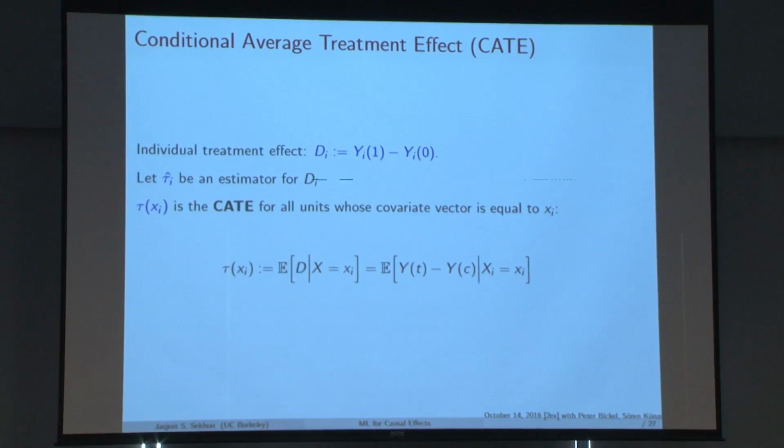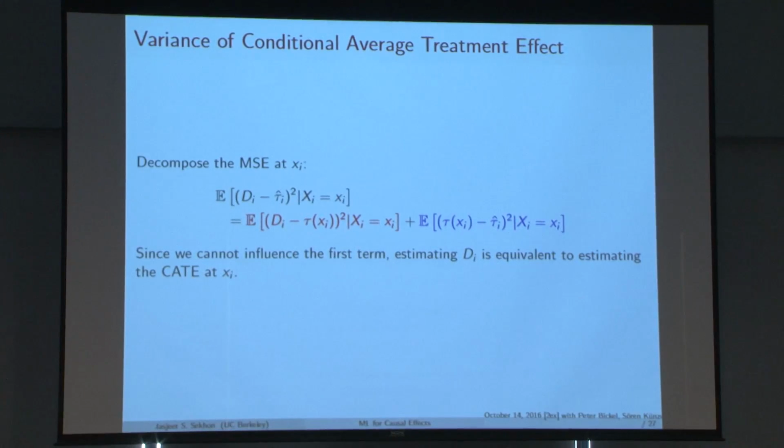And then we just want to estimate the average of that within strata of X, if X is discrete. This is something we've seen in many, many talks. So let's decompose the mean squared error of that. This shows up in some papers and is then quickly ignored, and often doesn't show up in papers at all. The mean squared error of that conditional average treatment effect has two components.